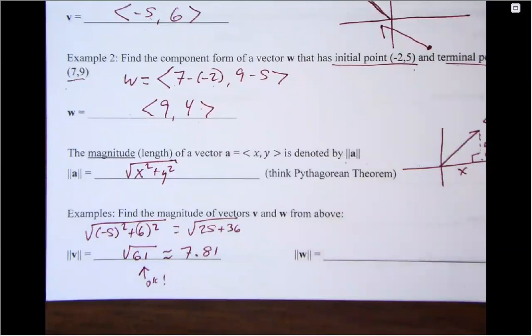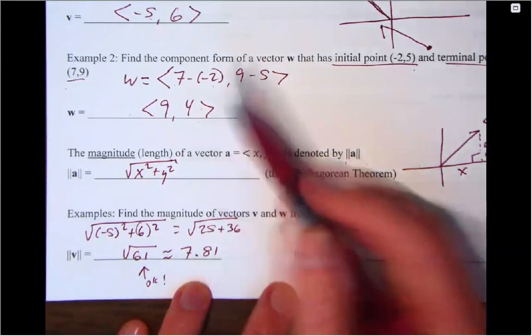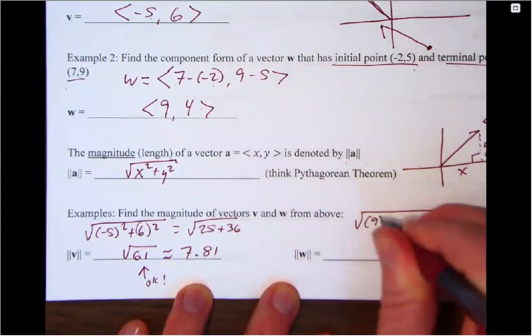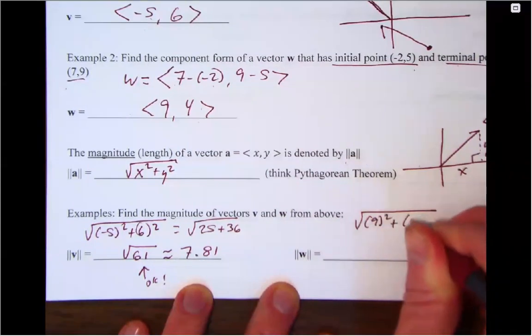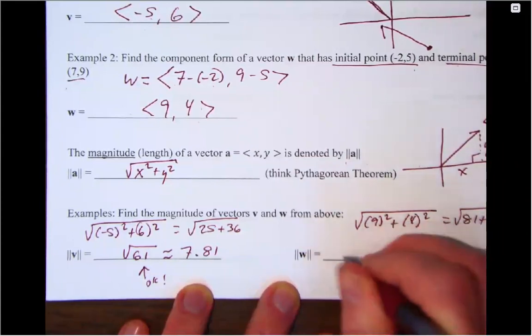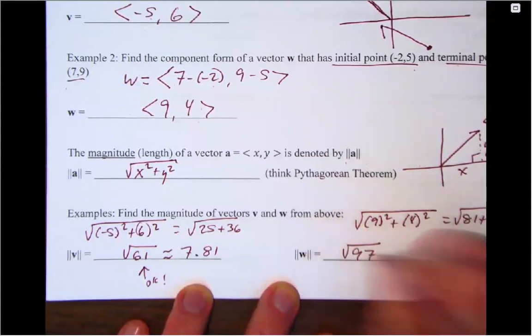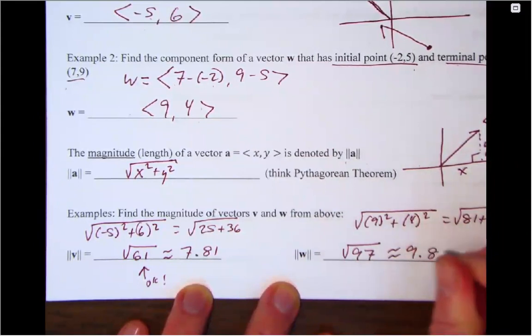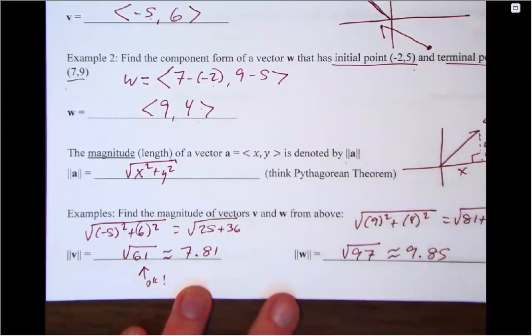Always the same thing: magnitude, square root of the sum of the squares. So if I'm doing the vector w, same deal. Let's do the square root. They're both positive here, so there's no tricks on this one. So 9 squared plus 4 squared is 81 and 16. And so that's the square root of 97. And again, if you want to put it in the calculator, it comes out to be about 9.85. Either one's okay.